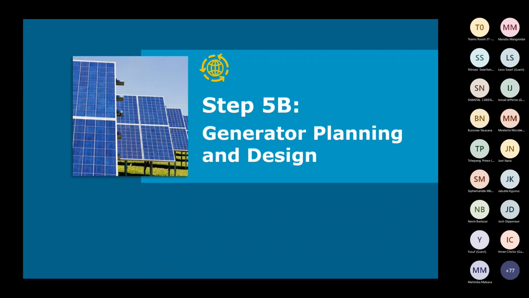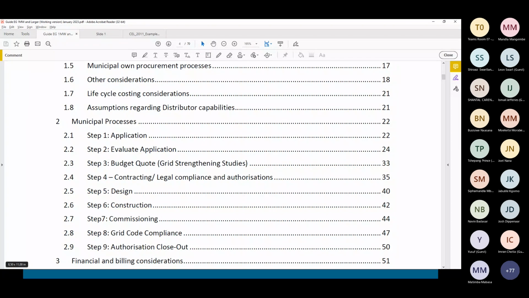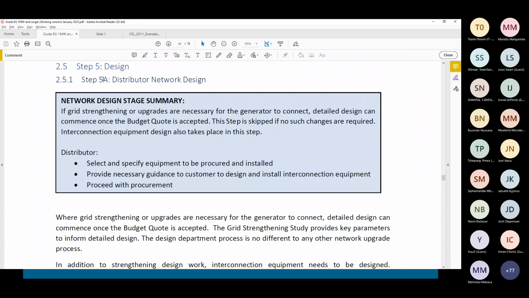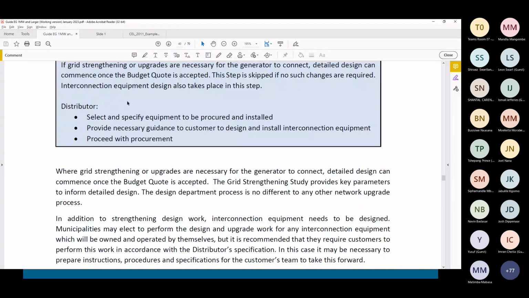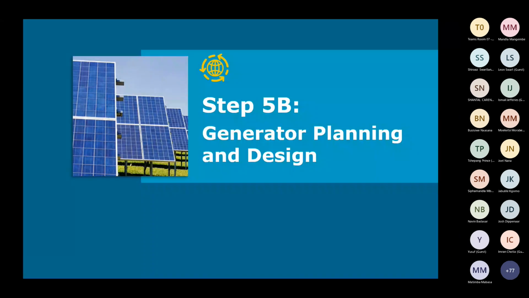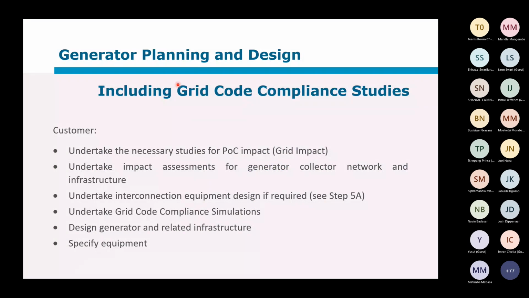So then let's continue on the generator side. Now, we've split these two, step 5A and step 5B. And just let me go back to the document. So, okay, in the index, it just goes up to the second level. So step 5. There you will see step 5, design distributor network design. And if you scroll down, you will see there's step 5B, which is the generator planning and design. And very important, this includes the grid code compliance studies. So I've just added it in big bright letters there.